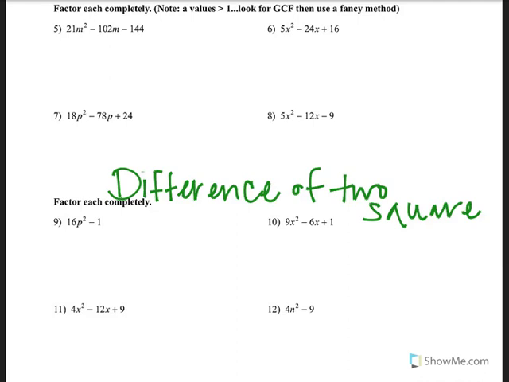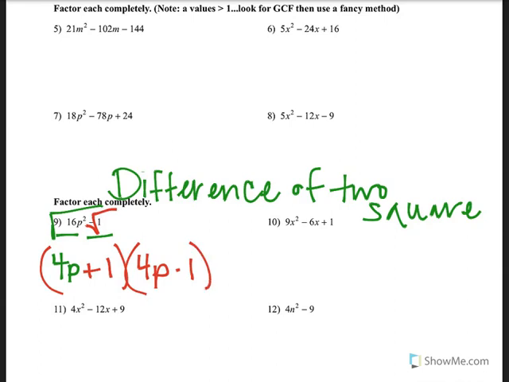This means I have 2 perfect squares. So this is a perfect square and this is a perfect square. So the square root of 16p squared is a 4p. Then the square root of 1 is going to be 1, okay? So it's 4p plus 1 and then 4p minus 1. Okay, so a difference of 2 squares. So you're going to have one that's positive and one that's negative.